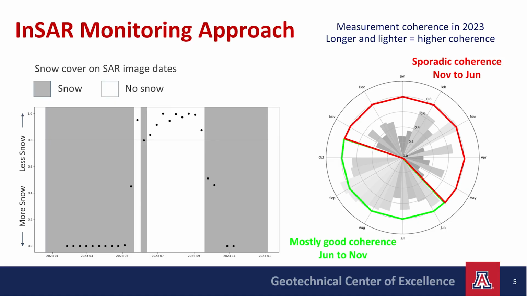So despite the fact that there's snow on the ground most of the year, you can see in this figure on the left, the white period here, that's the snow-free period. Despite that, we do get a reasonable amount of coverage throughout the year.